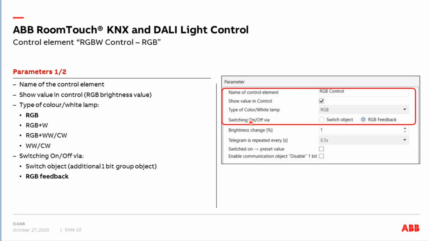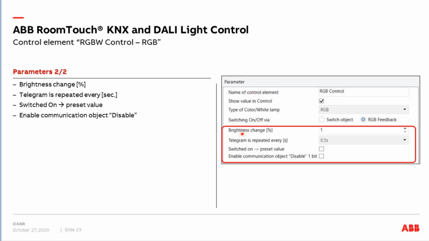What we can also set here is a parameter for how you want to switch on and off via the RGB feedback. It means by sending the value 0% to the red, green, and blue color we switch off, or by sending a separate 1-bit object. So when we tick here, then we get an additional 1-bit group object for switching on and off. But our preferred solution is to use the RGB feedback because we work together with our ABB DALI gateway. Good, the next parameter is the brightness change. For example, steps of 1%, we can keep it like it is. Or the next is telegram is repeated every half second.